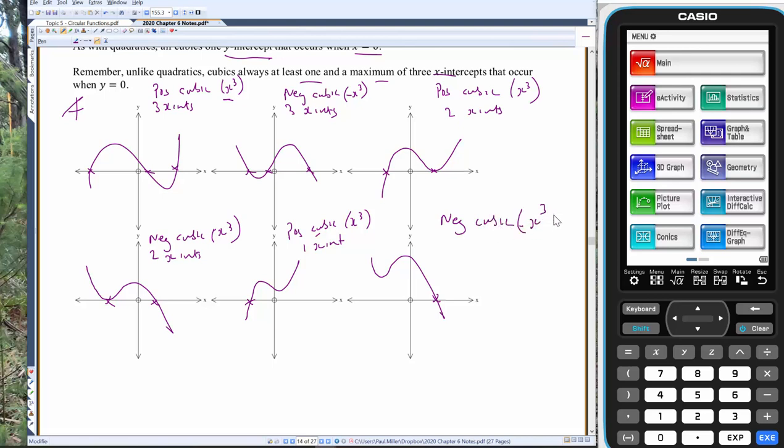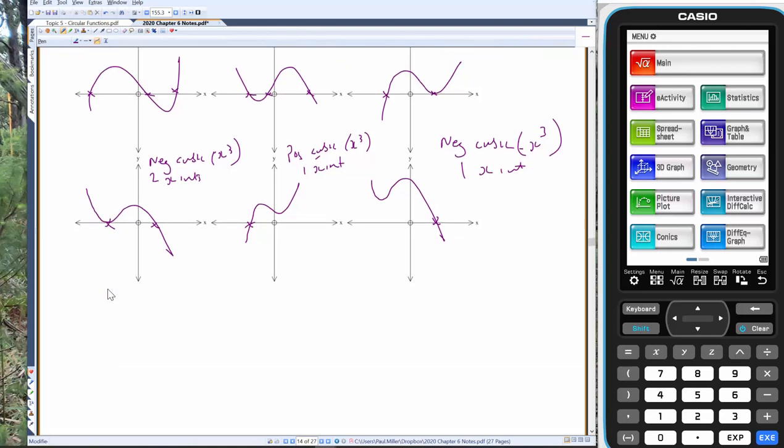Okay, so that's an example of a negative cubic. That's x to the 3 being negated and 1 x-int. Right, so these are just a wide variety of cubics that can happen. But again, the very important skill that I want you to understand is that a positive cubic always starts with a positive gradient and negative cubic always starts with a negative gradient.